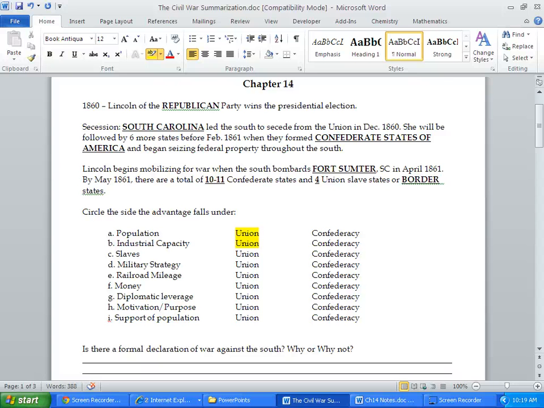All right. In terms of slaves, obviously the Confederacy has many more slaves, but this could be a good thing or a bad thing, because when you have slaves, yes, that means you have people working in your farms, producing the crops to feed the troops, but who's at home to watch over the slaves?